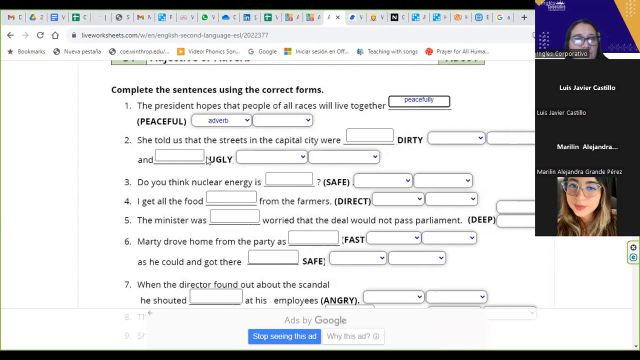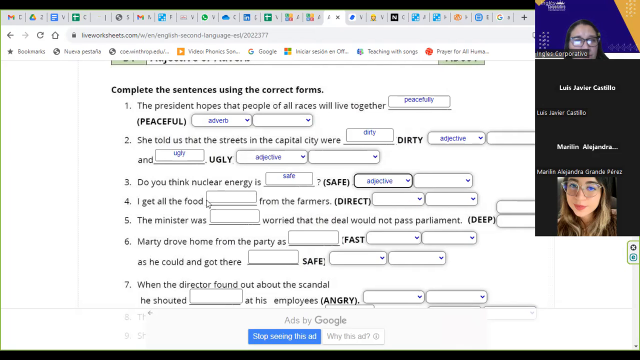Okay. She told us that the streets in the capital city were dirty. What do we need, an adverb or an adjective? Dirty, so that is an adjective. All right, we're going to skip that one. Okay. Dirty and ugly. Definitely that's an adjective as well. Do you think nuclear energy is safe? So that is an adjective.